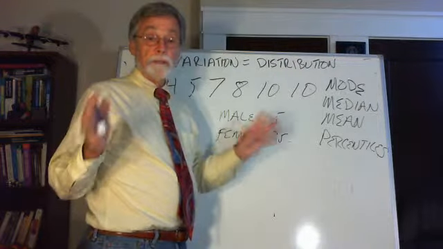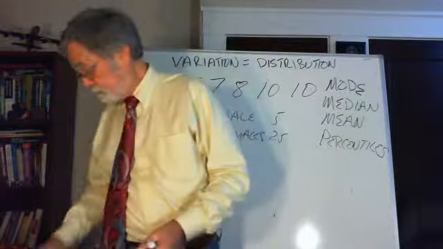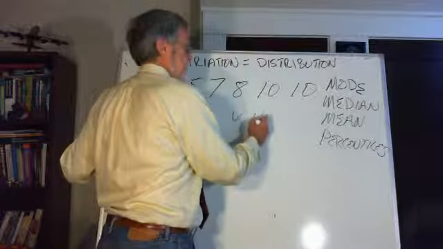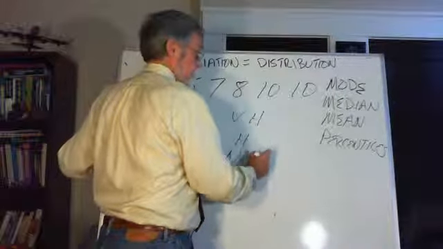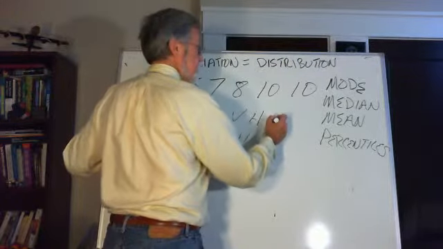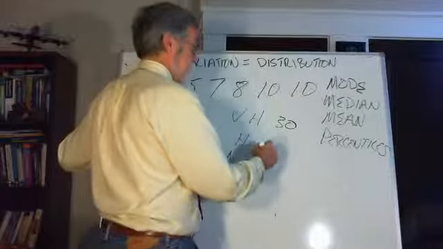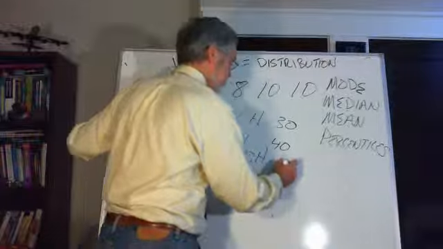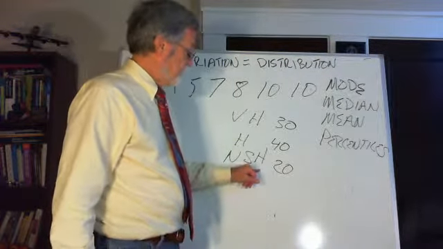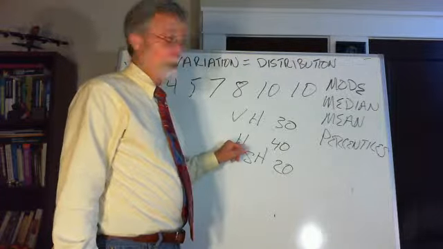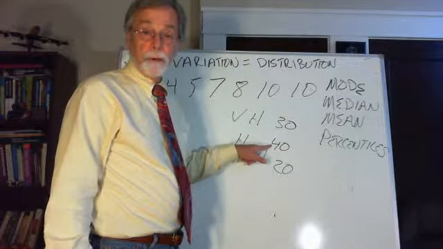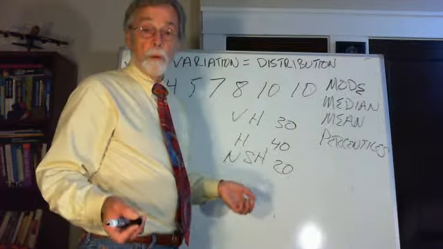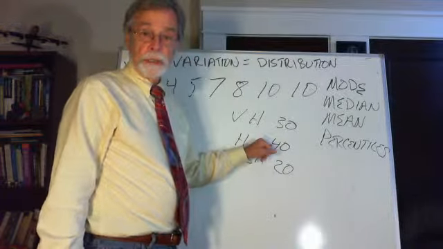Now, mode doesn't have to be 50% or greater. Let's use an attitudinal variable; that was a nominal variable of gender. Let's say that we have very happy and happy and not so happy. And let's say that 30 of us are very happy, and 40 of us are happy, and about 20 of us are not so happy. Well, here we can see that the mode is happy, because it's the one that has the greatest frequency of us who say that we are happy. But yet, it's not 50%. If we were to add 30 and 20, that would be more than half of the group. So the mode in this case, just to illustrate, is less than half.